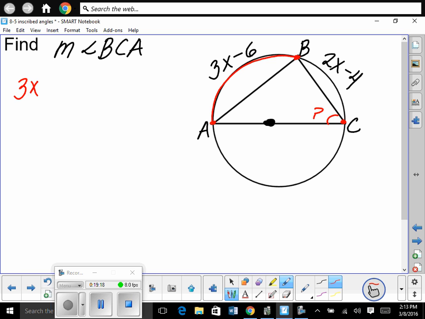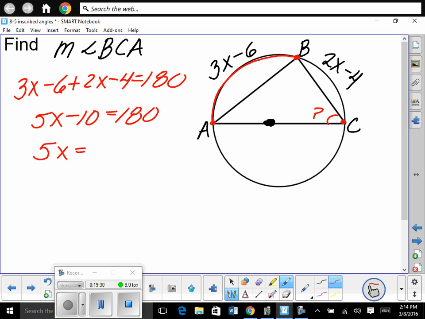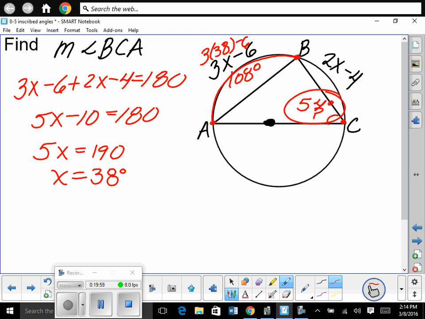A true statement was 3x minus 6 plus 2x minus 4 is equal to 180. We combine like terms, so we'll have 5x minus 10 is equal to 180. So 5x is equal to 190. So x is equal to, tell me quick, 38 degrees. Now remember, that's just x. So this arc will be 3 times 38 degrees minus 6. What is that arc? 108 degrees. If that's 108 degrees, will this angle be half of that amount? Which would be 54 degrees. So we found that angle, but we had to solve for x first, right?